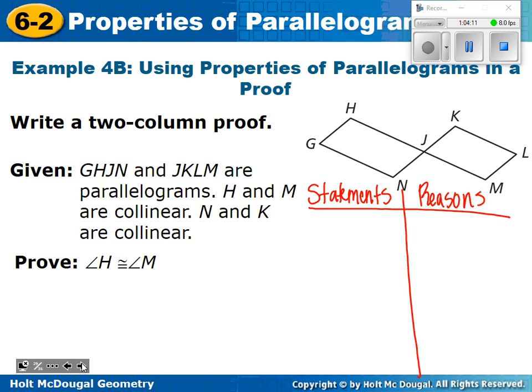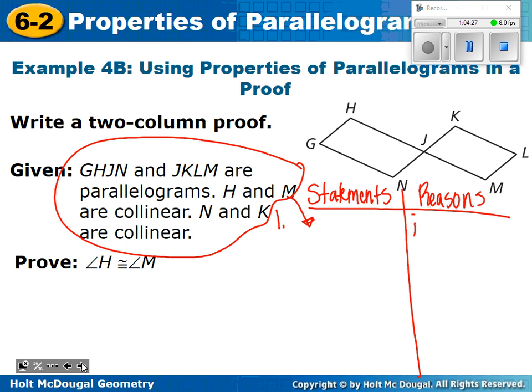GHJN and JKLM are parallelograms. H and M are collinear, N and K are collinear. Prove that angle H is congruent to angle M. So we're going to start with number 1, listing all our given. And for time purposes, I'm going to circle it and point right here. Yeah, it's your notes. Given.